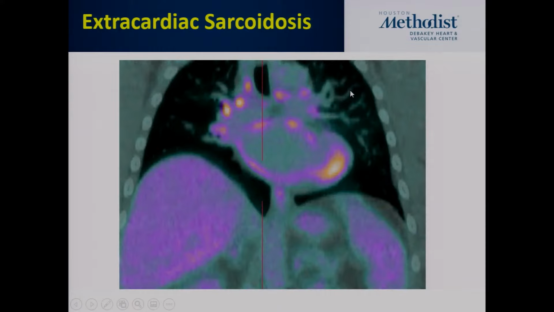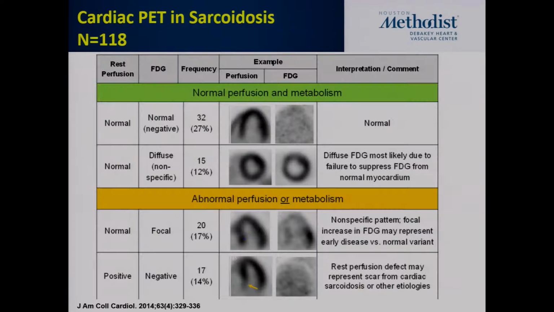We can also look at all these lymph nodes that Dr. Shah just showed you on MRI. And we can see the inflammation here. So we see uptake in the heart, but we also see uptake in these lymph nodes. That even makes us more concerned that this is active inflammation.